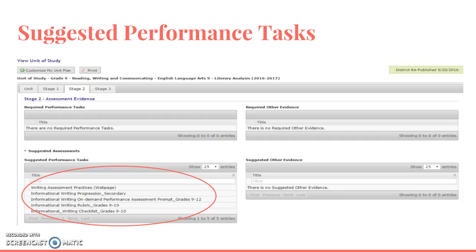But first, let's take a moment to highlight and review the suggested performance tasks or writing assessment tools in Stage 2 of the 2016-2017 CCAP Writing Units of Study. When you access a writing unit of study in CCAP and click on the Stage 2 tab, you'll find a list of suggested performance tasks, including the Writing Assessment Practices page of the JLIT website, a writing progression, an on-demand performance task prompt, a rubric, and a corresponding checklist.